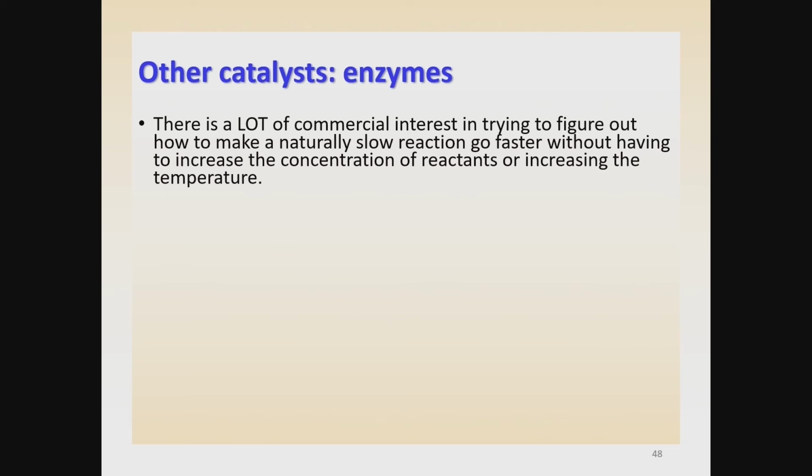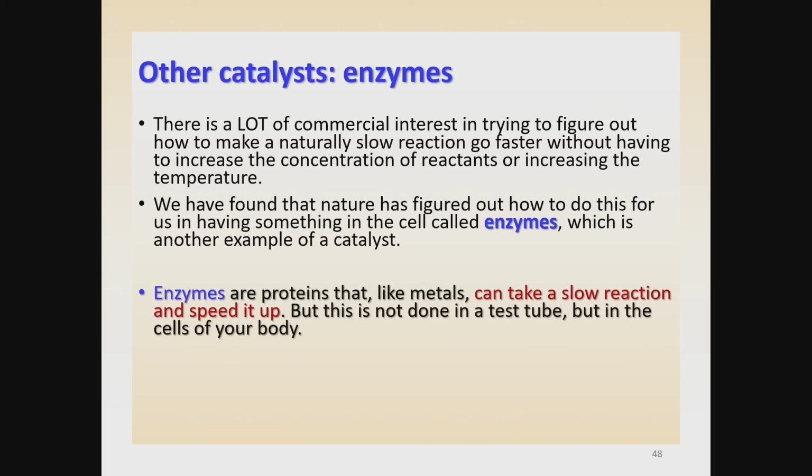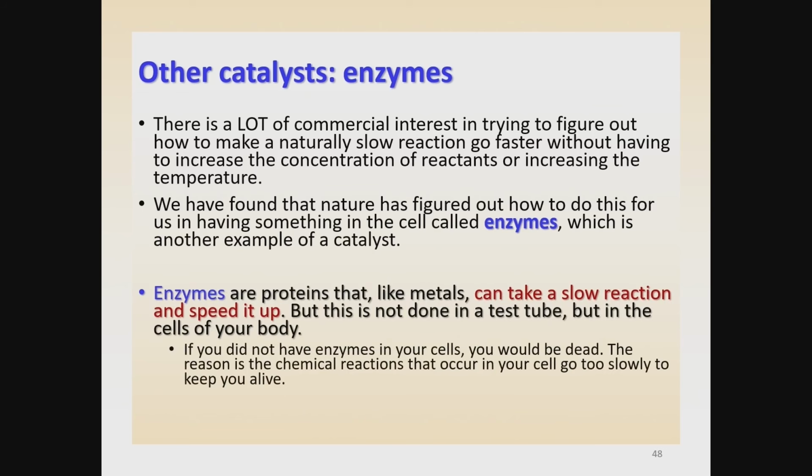So there's a lot of commercial interest in trying to figure out how to make a naturally slow reaction go faster without having to increase the concentration of reactants or increase the temperature. So we have found that nature has created something called enzymes. Enzymes are proteins found in your cells that can make chemical reactions go much faster. Without enzymes in your cell, you would be dead.